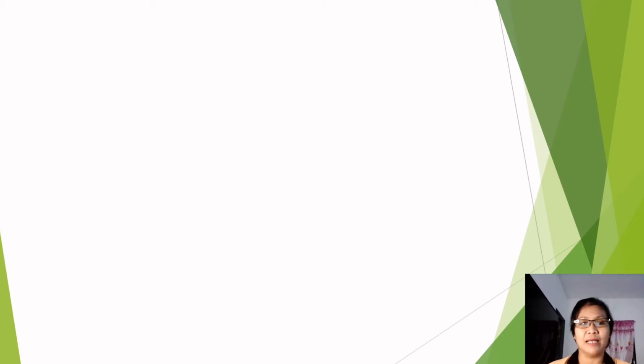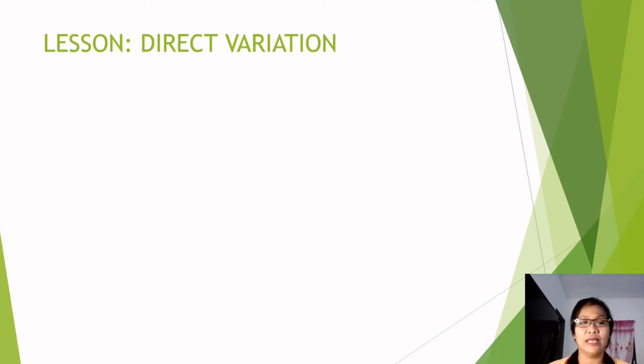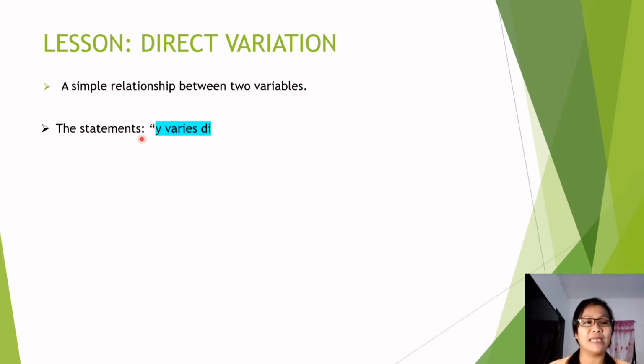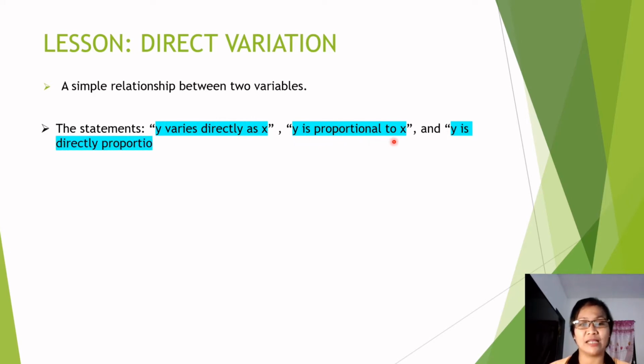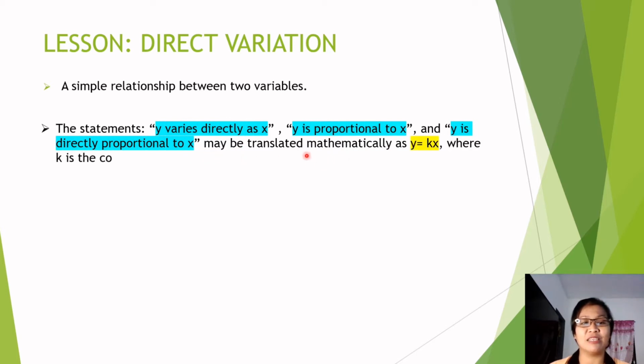Our lesson for today is about direct variation. Ano nga ba ang direct variation? A simple relationship between two variables. The statements y varies directly as x, y is proportional to x, and y is directly proportional to x may be translated mathematically as y is equal to kx, where k is the constant of variation and y and x are two given variables. So, y is equal to kx dito ang pinaka-equation natin.